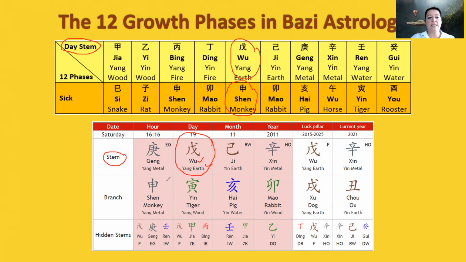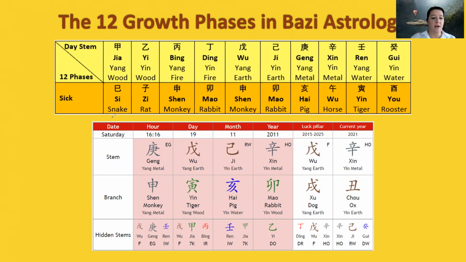Now, for this person, there is a monkey in the hour. Yes, it's not in the year, not in the month, not in the day, but in the hour. What that means, I will explain later. First, you just need to check whether or not you even have a sick phase in the natal chart. So this person has one, and for this person, the sick phase is in the hour pillar.